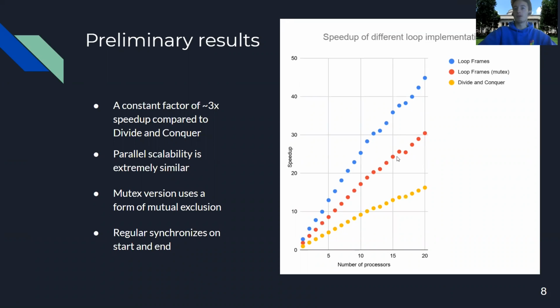In the spring, we implemented a simple prototype of loop frames using mutual exclusion. Shown here in red, we can see that it achieves an almost 2x speedup over the existing divide and conquer shown in yellow. This semester, using a better synchronization protocol shown in blue, we achieved an almost 3 times speedup compared to divide and conquer. Parallel scalability of all 3 implementations is extremely similar, meaning that as we increase the number of processors, the speedup scales similarly for all 3.